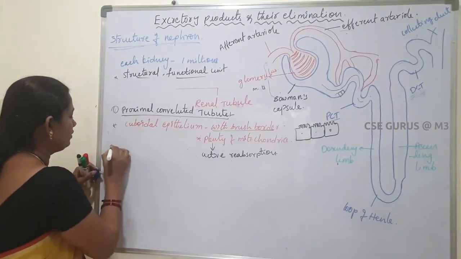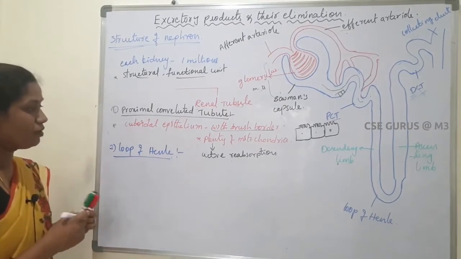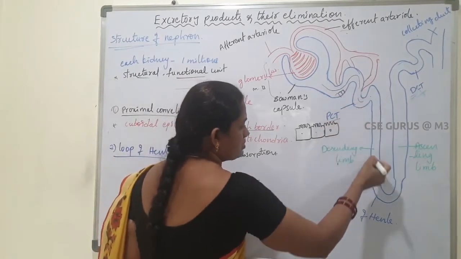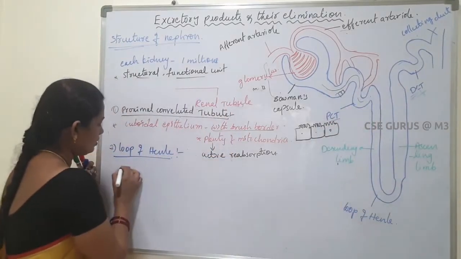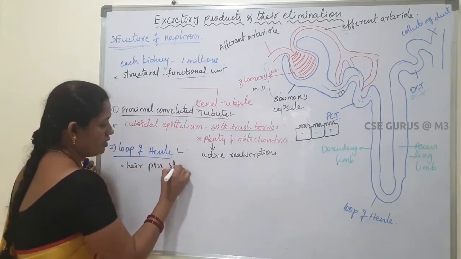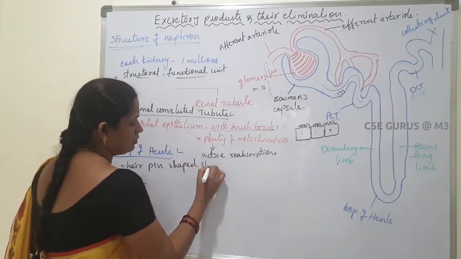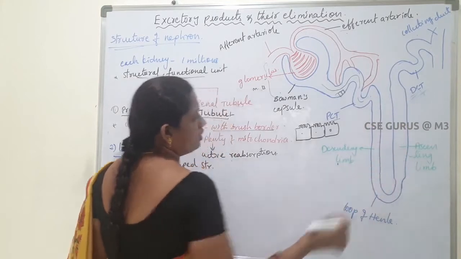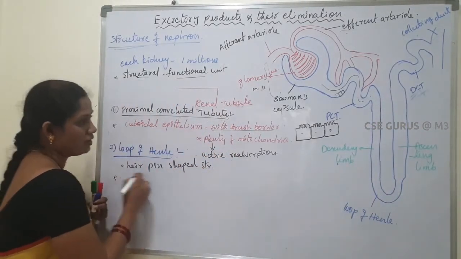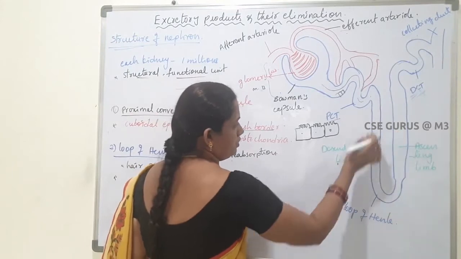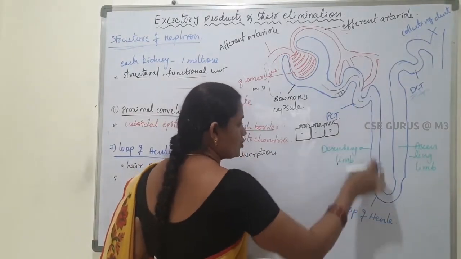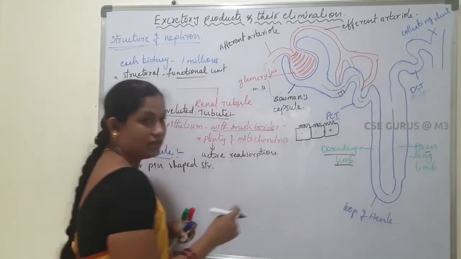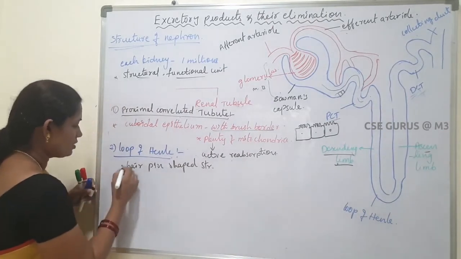Loop of Henle. The PCT opens into the loop of Henle. This is a hairpin-shaped structure, a long tube-like structure, just like a hairpin. It has two tubes. The one going down is called the descending limb, and the one going up is called the ascending limb.